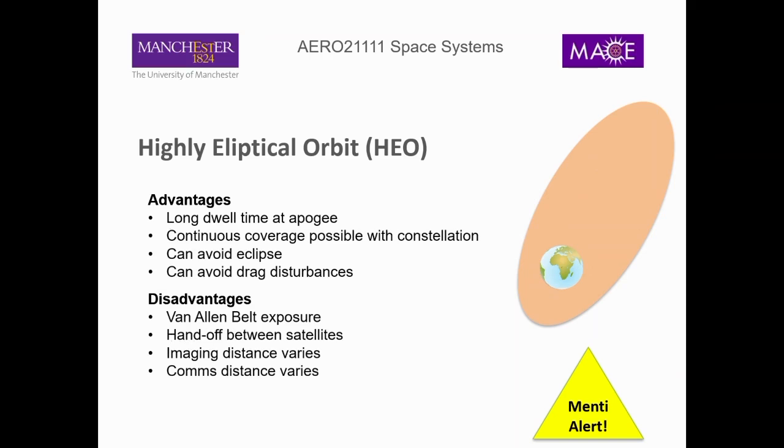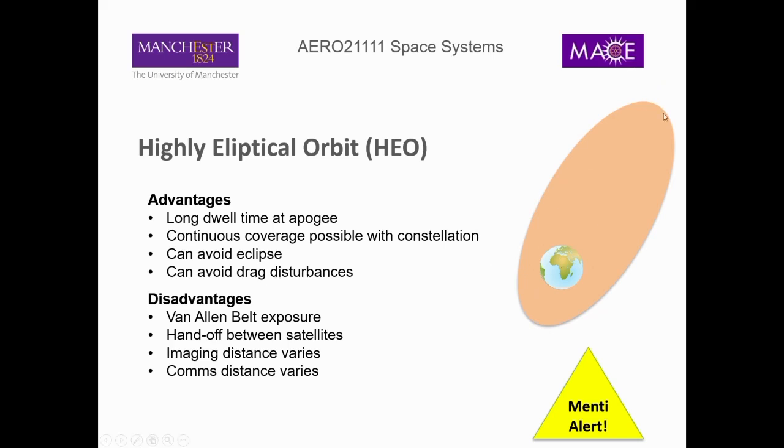What else do we have here? You can use it to avoid eclipse. You can avoid drag disturbances depending on where you place your perigee. You can keep it so that both bits are above your drag region, so that can be useful. But you're pretty much going to have Van Allen belt exposure if you're going to have a highly elliptical orbit.